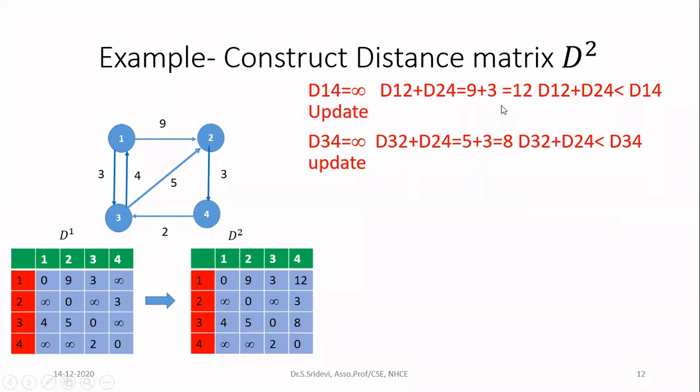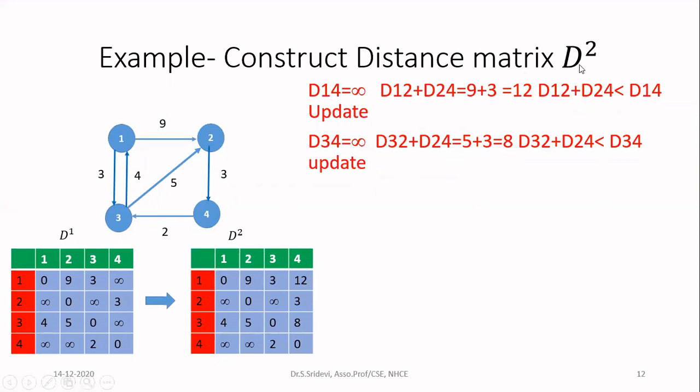So D14, we found that the cost is 12. So in the first row, fourth column, previously it is infinite. Now we are going to change that to 12 because we found that that is the shortest path. Then for D34, the original cost is infinite. Now there is a shortest path with cost 8. So you have to update that also. So go to third row and fourth column. In third row, fourth column, I need to update 8 because I have a shortest path now. So all the remaining cells you have to copy from the previous matrix D1. So now we have constructed the distance matrix D2.